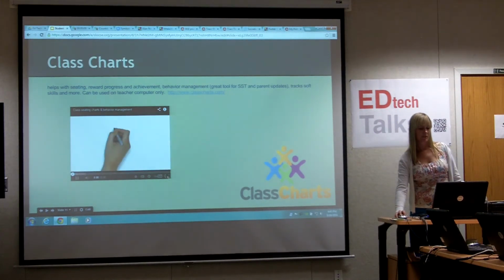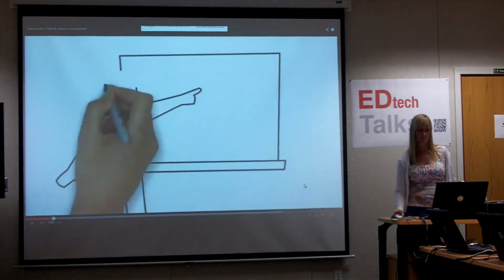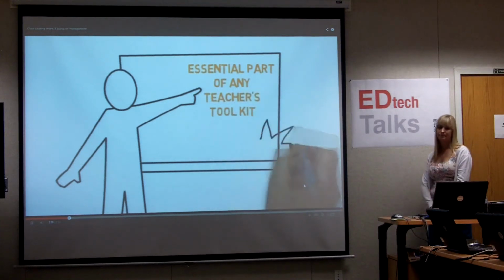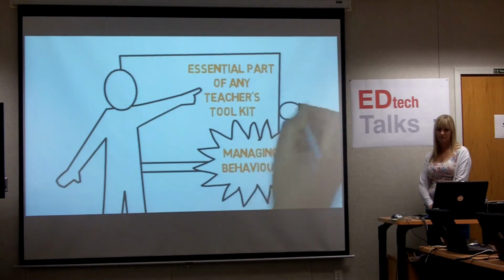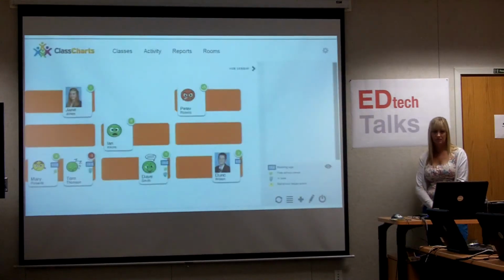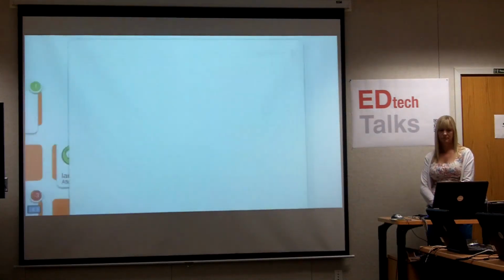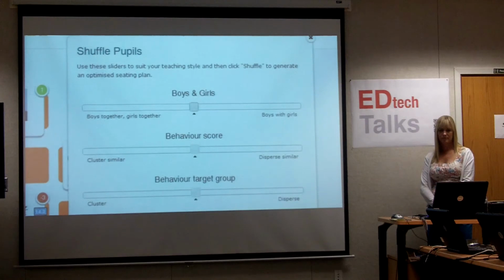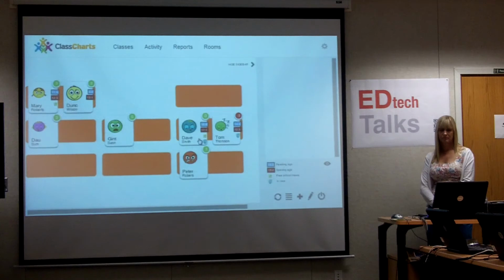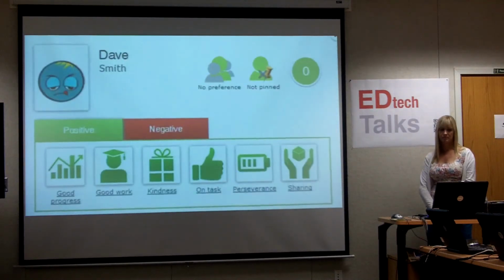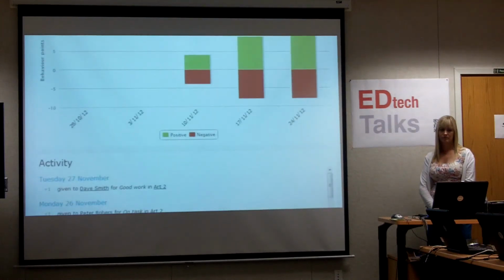And so here, introducing class charts. Seating charts are an essential part of any teacher's toolkit, and managing behavior is necessary for effective learning to take place. So what if you combine the two? How about if your seating chart showed essential data about each pupil and worked intelligently to position pupils based on that data, and even showed photos to help you learn student names? How about if you could note behavior at the click of a button and view details of their behavior over time? The answer is an improvement in learning.